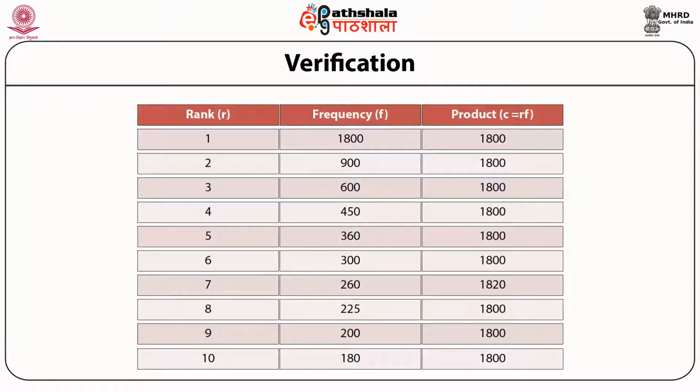This is a hypothetical table. In this table, you find rank from 1 to 10, frequency from 1800 to 180, and in all the cases the product is 1800. This is a perfect table for Zipf's law, which usually we never get.